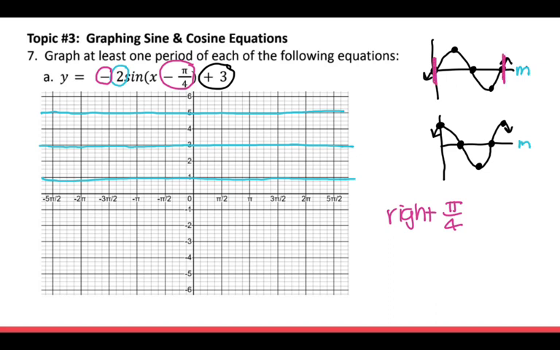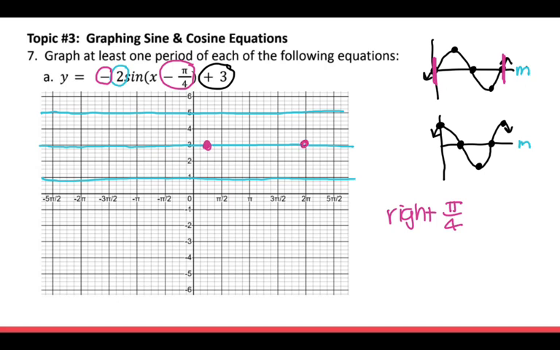So normally your period for this function, which is the length of one cycle, this from here to here, that's one period. Normally that goes from 0 to 2 pi. But I now need to move to the right pi over 4. So normally it's right here. But I'm going to move to the right pi over 4. So now it's right in the middle of 0 and pi over 2.